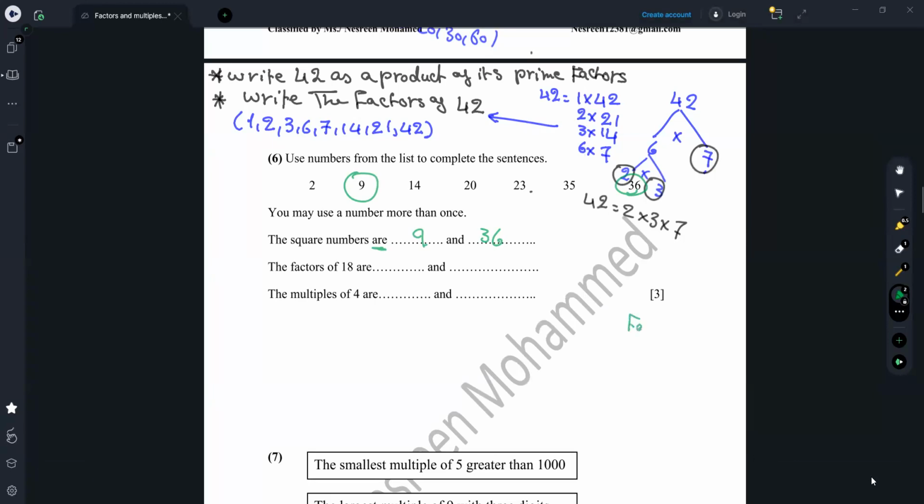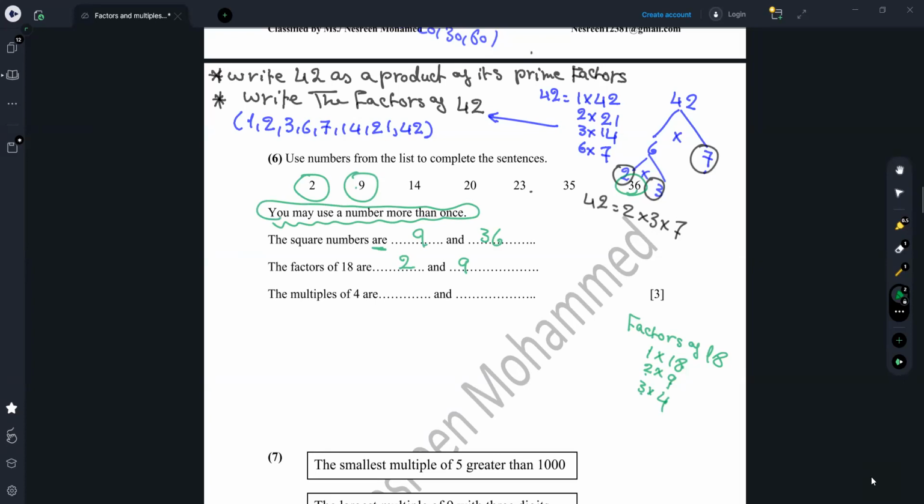I will write here factors of 18 and then choose from the list. 1 multiply 18, 2 multiply 9, 3 multiply 4. Which of these numbers are included in the list? I have 1, 2, 3, 4, 9, 18. Which of these numbers are here? We have the 2 here, we have the 9. 2 and 9. And take care of this statement: you may use a number more than once. You can use the number more than once.